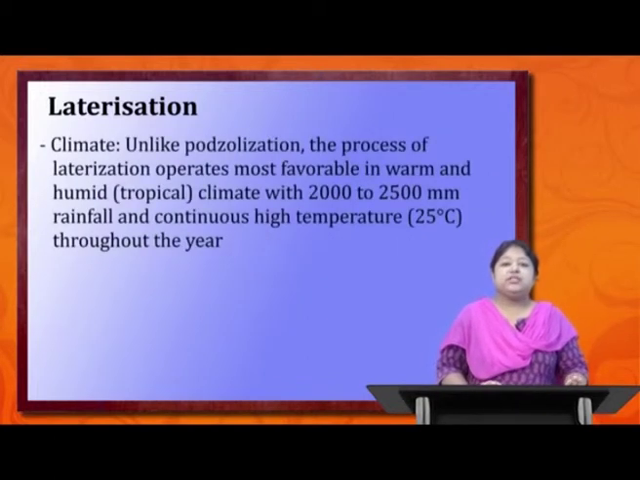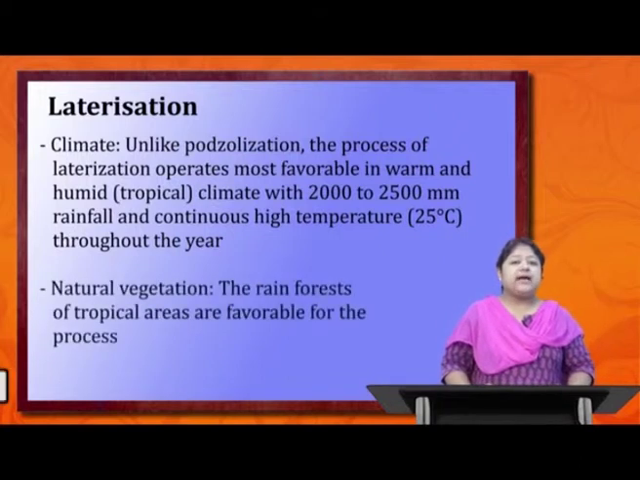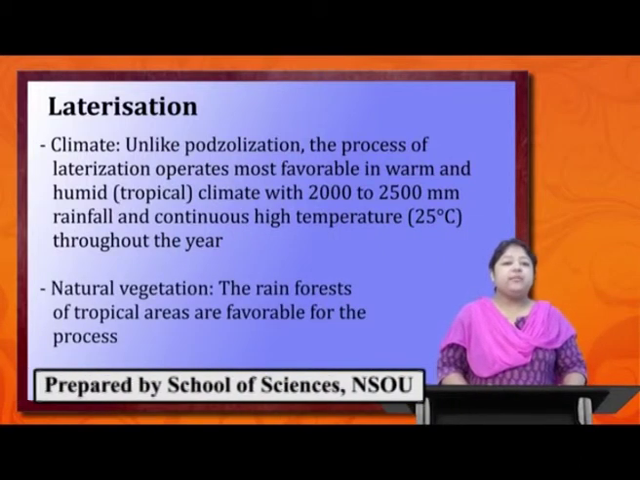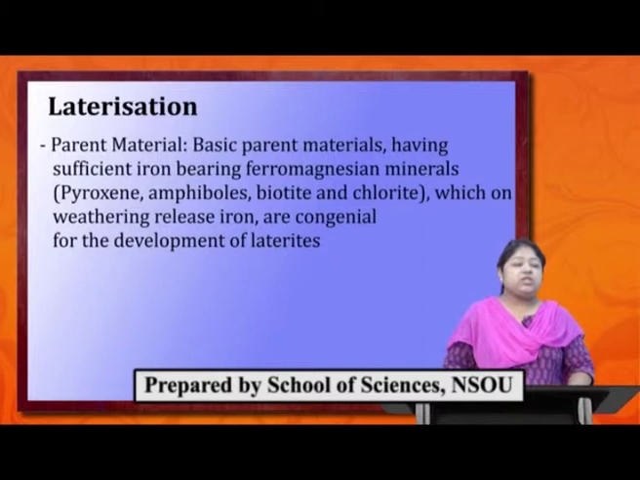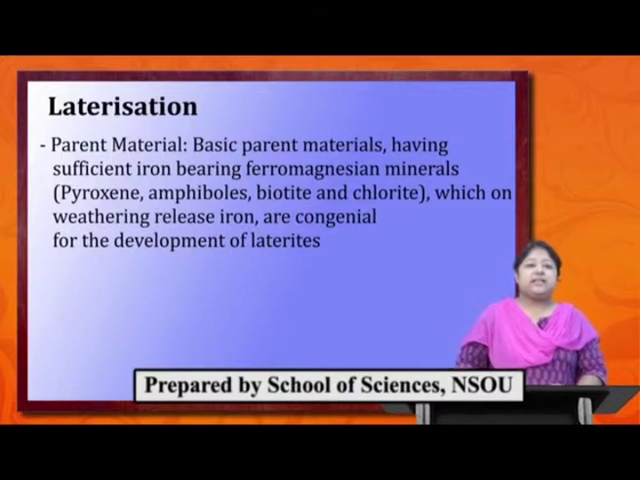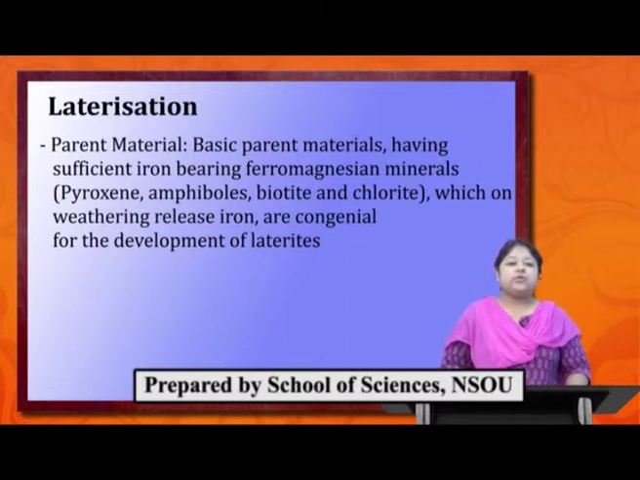Now, unlike podzolization, laterization operates most favorably in warm and humid tropical climates where there is abundant rainfall and continuous high temperature throughout the year. Another thing is that the rainforests of tropical areas are favorable for the process, and the parent material has sufficient iron-bearing ferromagnesian minerals, which on weathering release iron and are congenial to the development of laterites. In the earlier slide, you have seen this process. This is the soil profile of a typical laterite.